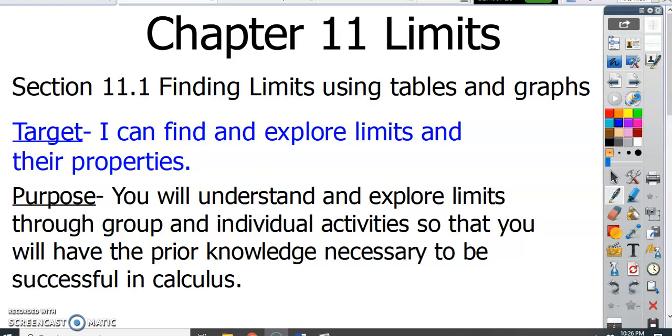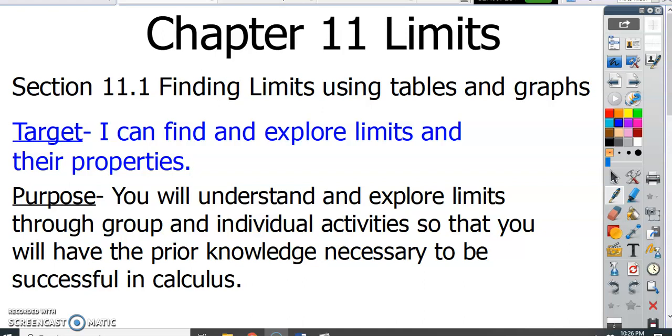All right, so here we are for chapter 11, as I said, which is about limits. This is section 11.1, which is finding limits using tables and graphs. Pretty basic here. The goal is to understand the concept. What are we looking for before we go more in depth in the other sections?